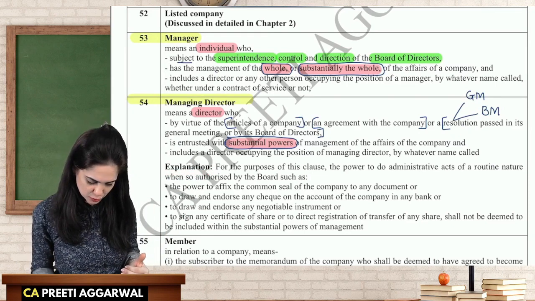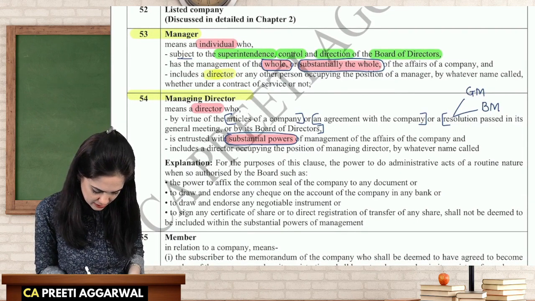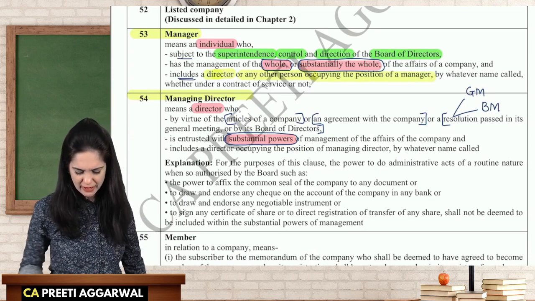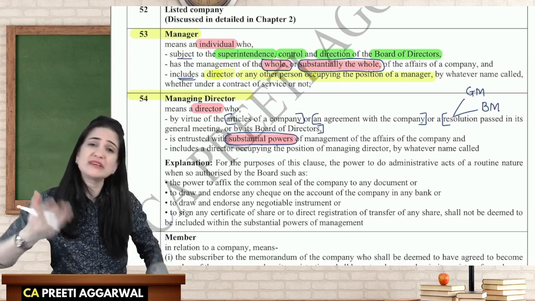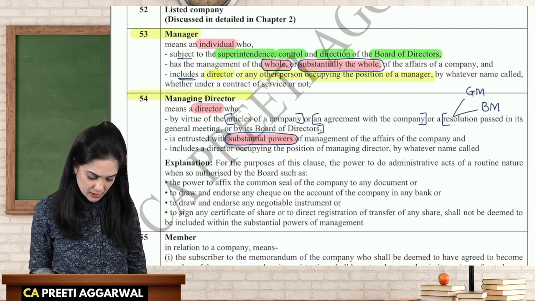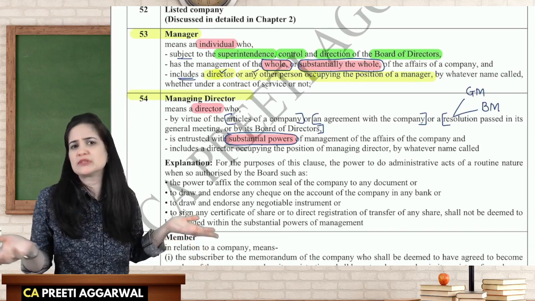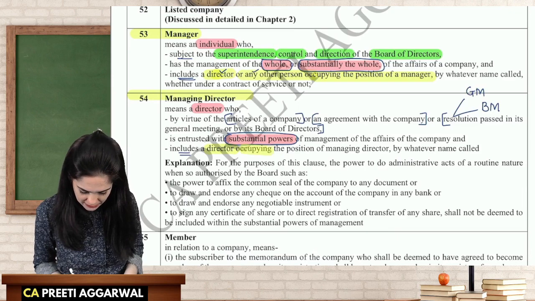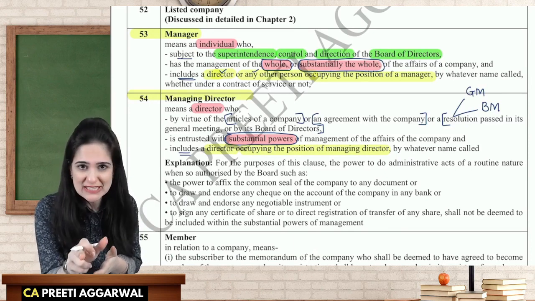Now, next point that we need to know. Manager includes a director. It includes director or any other person occupying the position of the manager by whatever name you call him. You may not call him a manager, but he has the entire control of the company. He is considered just like a manager only as per the Act. Can I say that to be a manager, you may be a director, you may not be a director. Any person can be a manager. But to be a managing director, it includes a director occupying the position of a managing director by whatever name called. So it means that to become a managing director, I have to be a director first, yes or no?